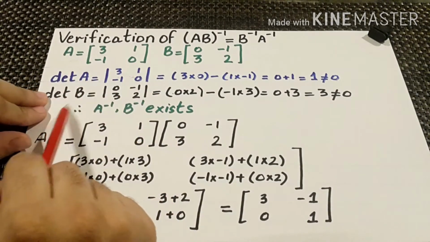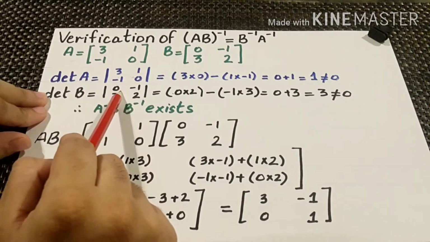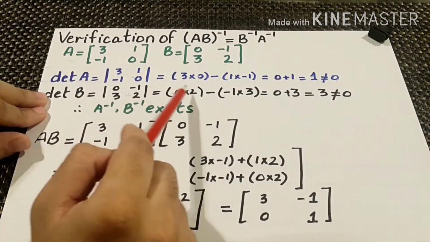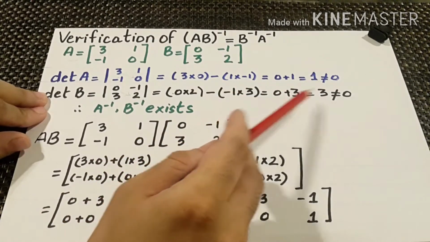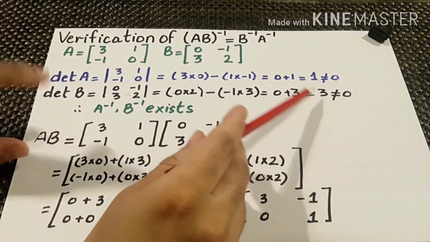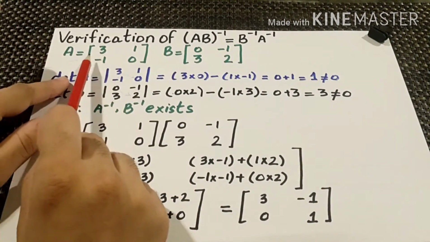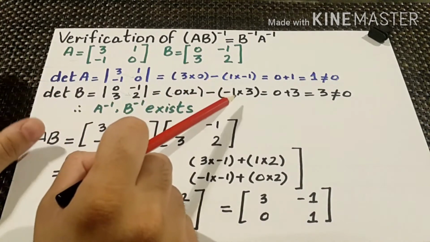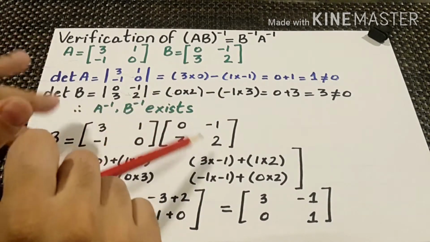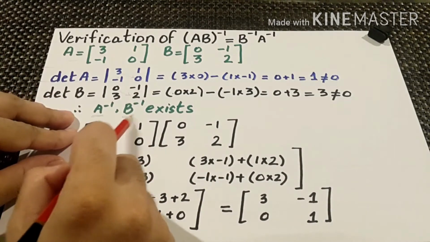Now we take the determinant of matrix B. 0, minus 1, 3 and 2. We cross multiply 0 into 2 minus 1 into 3. We get plus 3, which is also not equal to 0. This means that the first step is completed, that we found the determinant of both the matrices. If they are not equal to 0, this means that we can further solve the question because their inverses exist.